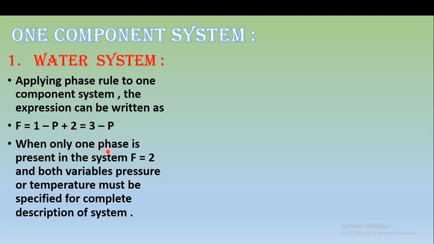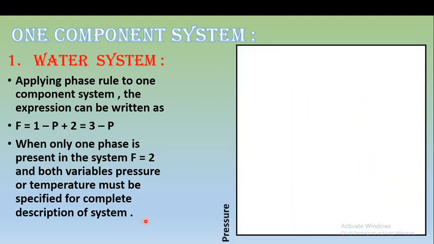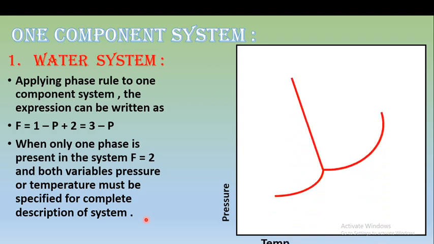And when only one phase is present, that is 3 minus 1, F is equal to 2, and both variables, pressure and temperature, must be specified for a complete description of the system. Means if we substitute 1 here, the pressure and temperature must be specified for a complete description of a system, that is F is equal to 3 minus 1, that is F is equal to 2, and we can say that the system is bivariant.